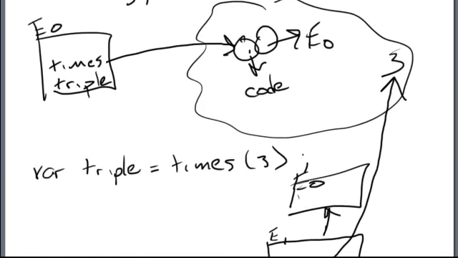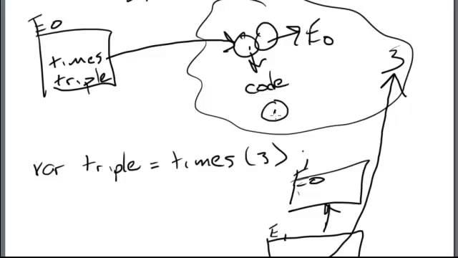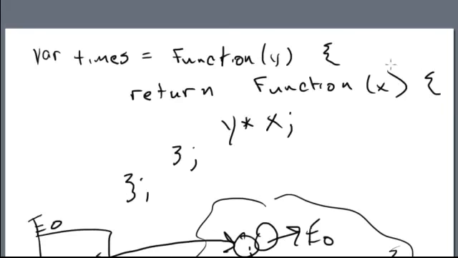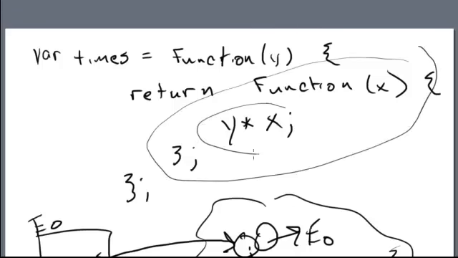And so what we do, we want to create this new procedure, this new one, and that's the code, return y times x. And then it has the new environment, which is E1. And then the triple gets mapped to that new procedure with the E1. And this new code is this internal procedure right here. This right here is the code.